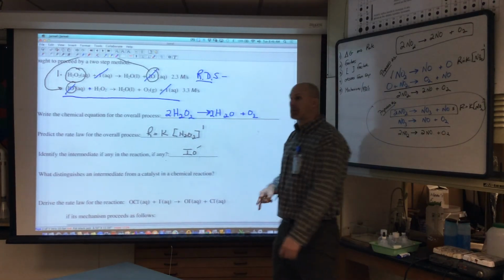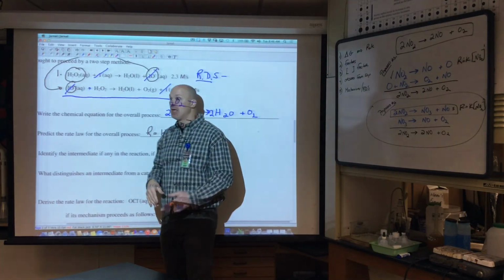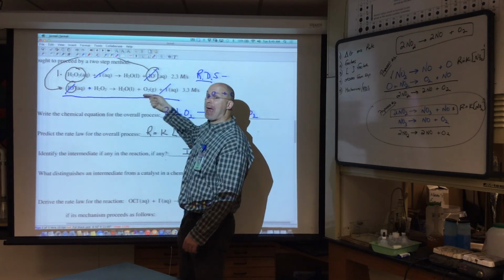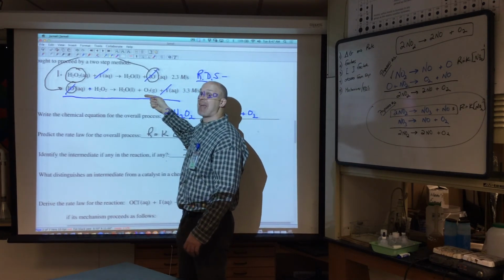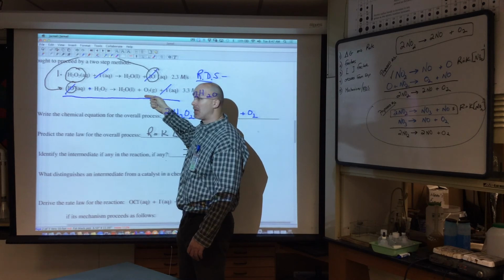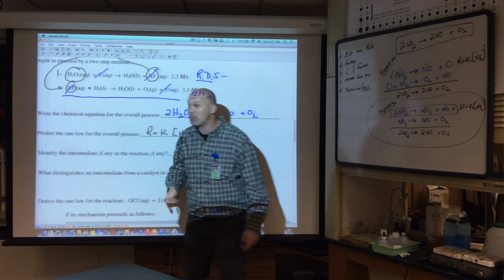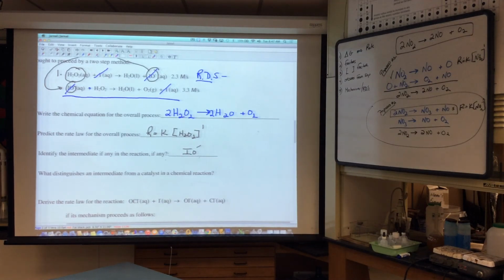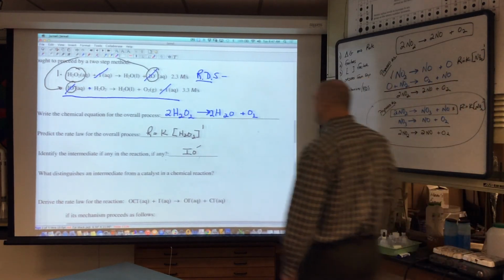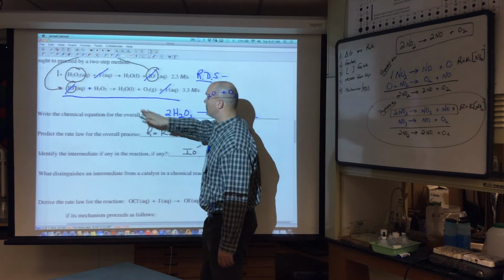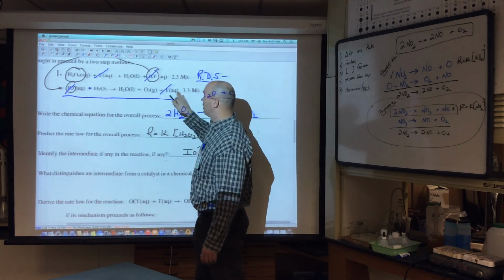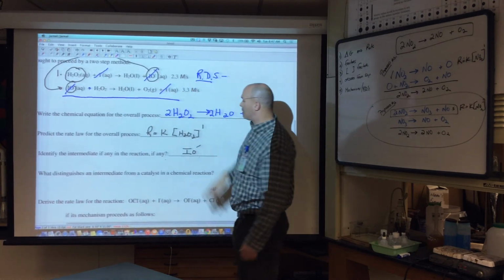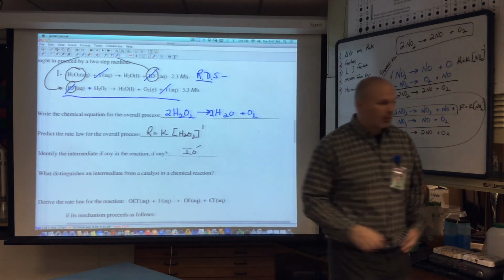Last year in Regents chemistry, you said a catalyst lowers the activation energy. It does so because it creates a pathway that requires less energy to start the reaction. It creates a new mechanism. It's a better definition. Okay? So what distinguishes an intermediate from a catalyst is a catalyst does not get consumed. And it starts the process, okay? And it gets reproduced. Okay?